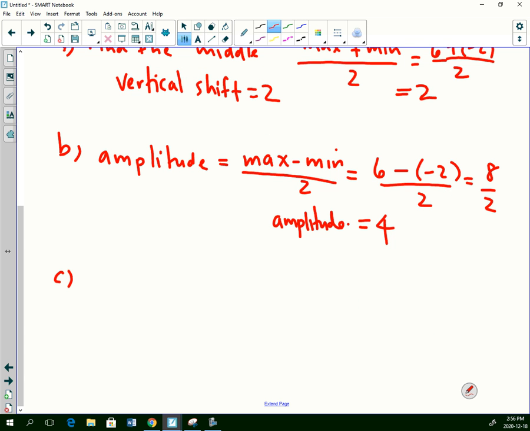The next thing I would find is the value of C, which is the horizontal stretch or compression.